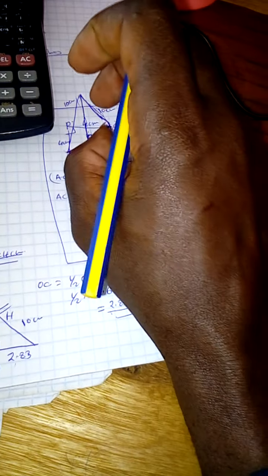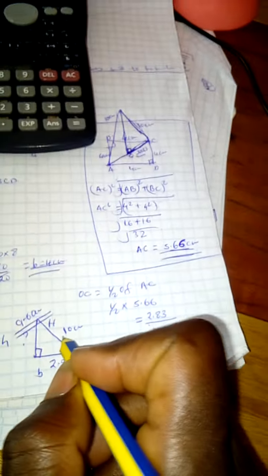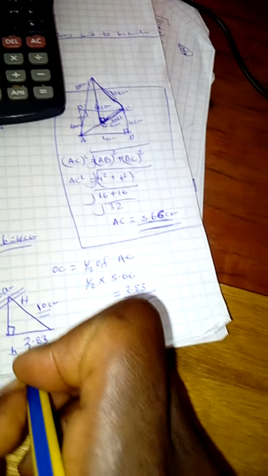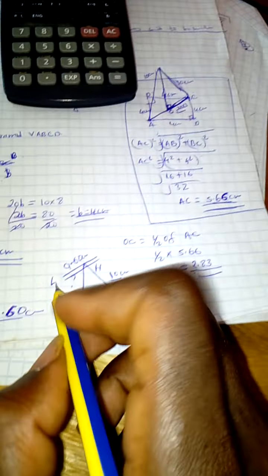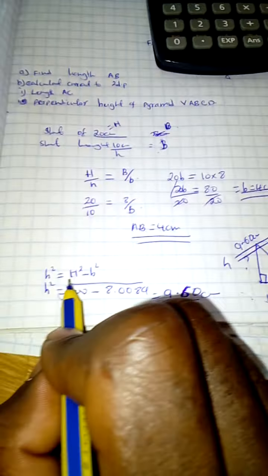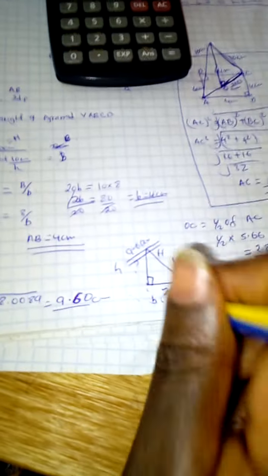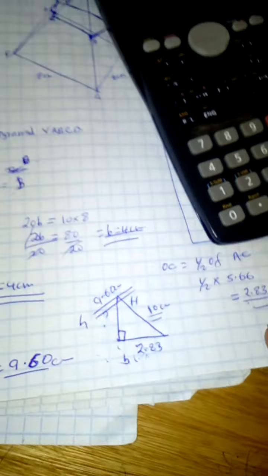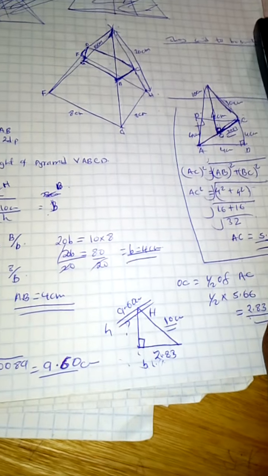Having extracted that triangle, now we have 10 centimeters, which is the hypotenuse. The base is 2.83, and the height of that triangle we are going to find using Pythagoras theorem. We get that height. You know how you get that one using Pythagoras theorem. And I think that is the end of that.